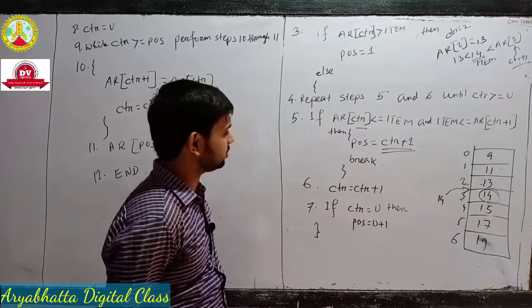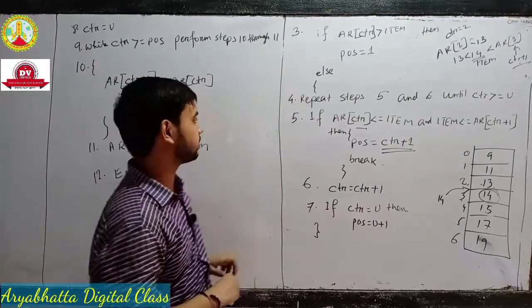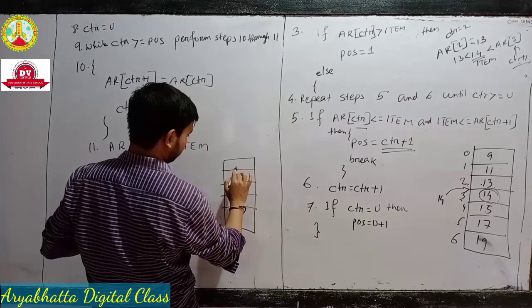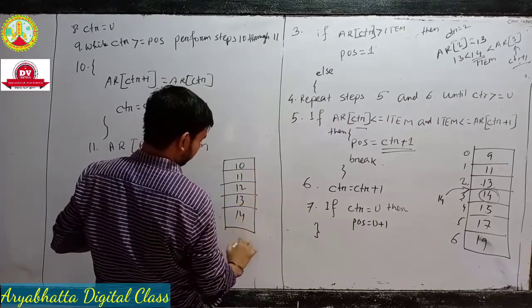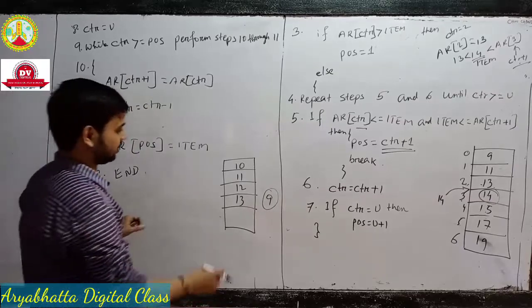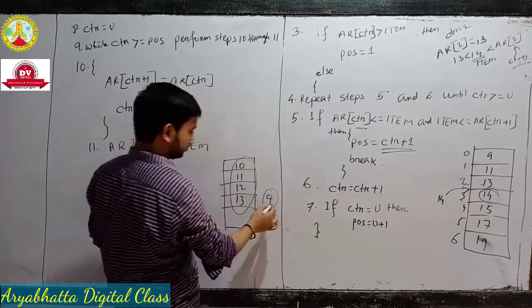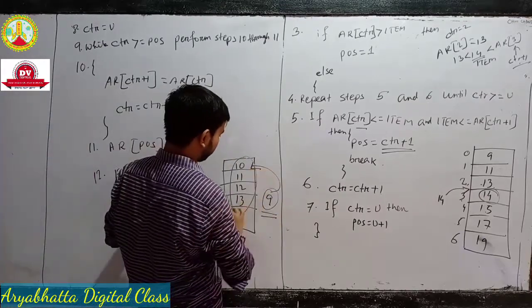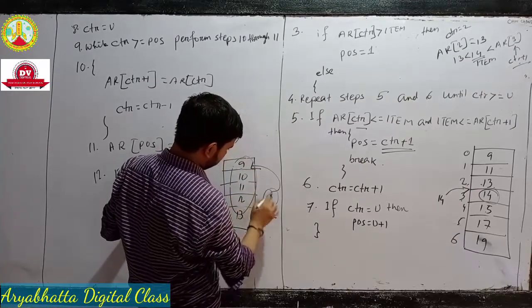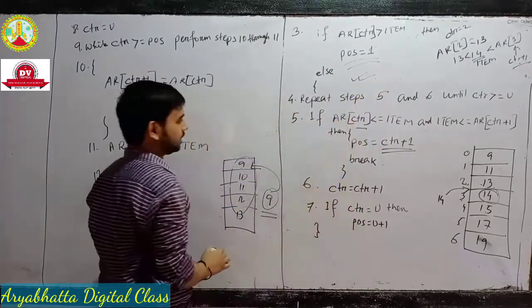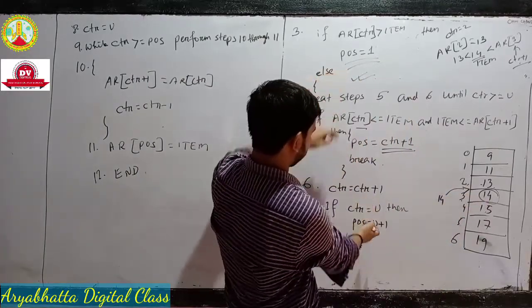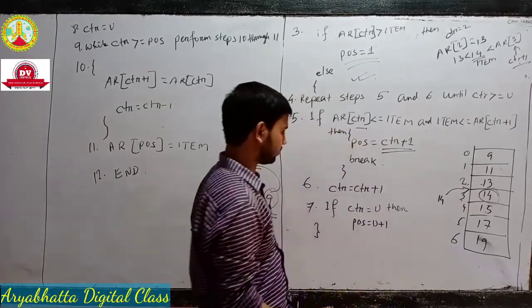Second, suppose the array is like this: 10, 11, 12, 13, 14, and you want to insert element 9. All the elements are greater than this, so where does it go? Obviously the number one position, and all the elements will be shifted. This is this condition. Otherwise, if the element is inserted in the middle part, then this condition.